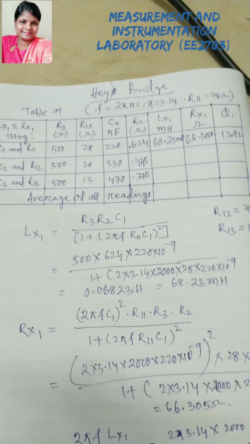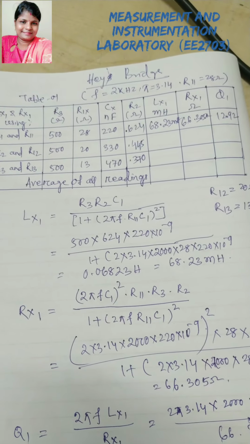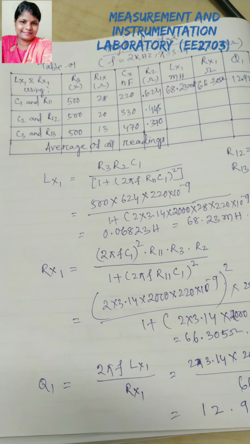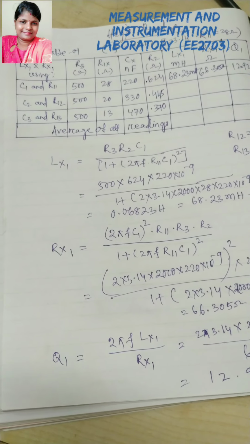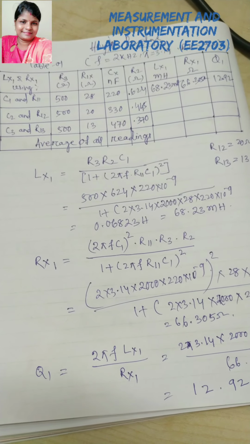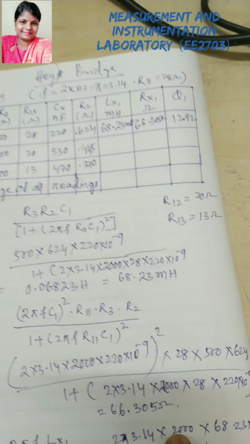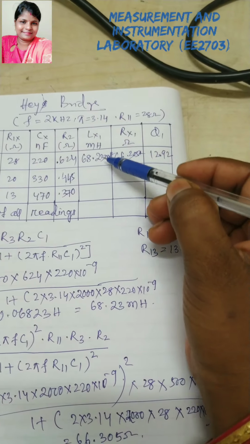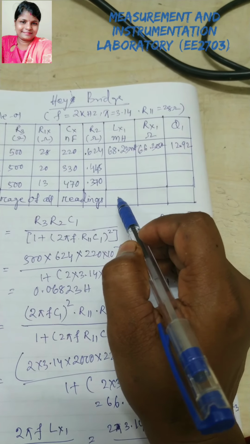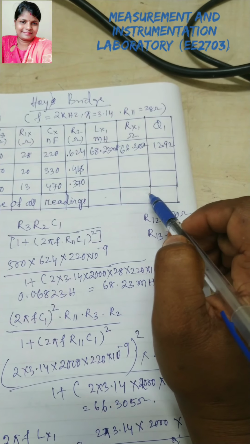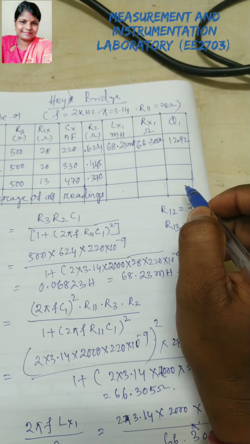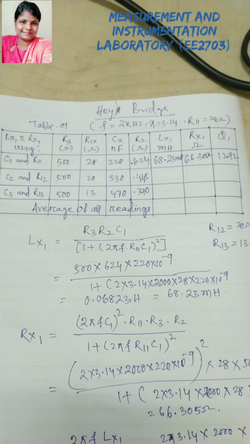So table 1 is over, and calculation of LX1, RX1 and Q1 is over. Let's do table 2, that is calculation of LX2, RX2 and Q2. Before doing this, you have to calculate the LX1 and the average of LX1 here, average of RX1 here, and average of Q1 here. Okay, let's do table 2.